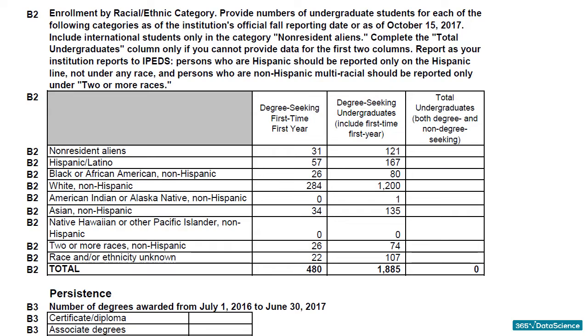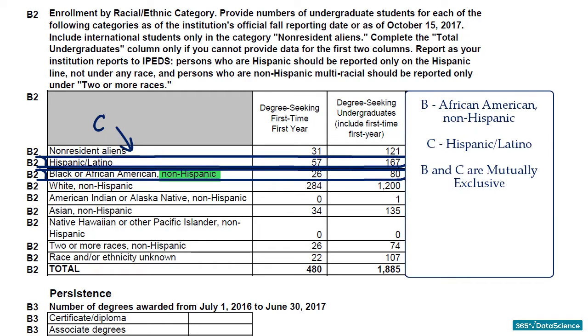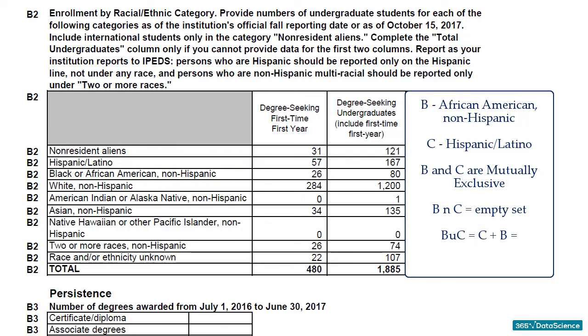So far, so good. Now, suppose C represents the set of all Hispanic Latino students at the college. Since event B clearly says non-Hispanic, then the two must be mutually exclusive. Thus, the intersection of the two is the empty set, but their union equals the sum of their elements. Therefore, according to the table, there must be 167 plus 80, or 247 students who identify as either African American or Latino. The probability of picking a random student and them identifying as either one equals 247 over 1,897, or 0.13, which equals 13%.